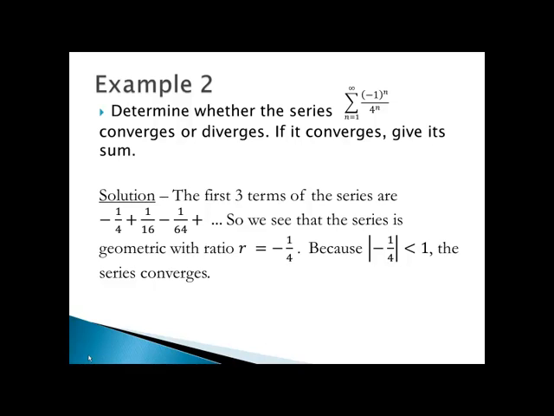Well, for a geometric series, we know that they converge if the absolute value of the ratio is less than 1. Well, the absolute value of -1/4 is 1/4, and 1/4 is less than 1, which means that this series converges. And I know that for a geometric series, it converges to a, the first term, divided by 1 minus r, the ratio. The first term in my series is -1/4, so I have -1/4 divided by 1 minus, and the ratio is -1/4. When I reduce that fraction, I get -1/5. Therefore, this geometric series converges to -1/5.